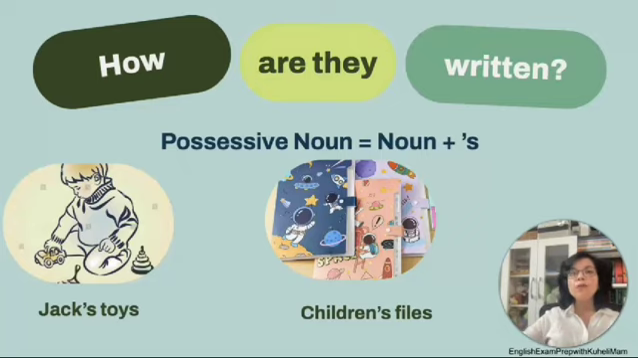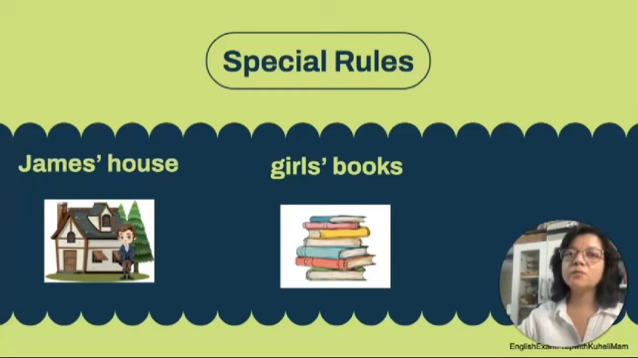Similarly, we have the plural noun children with apostrophe S followed by the common noun files, which means that children's is the possessive noun here, which indicates that the files belong to the children, files of children, children have the ownership of the files. Let's understand some special rules related to possessive nouns.